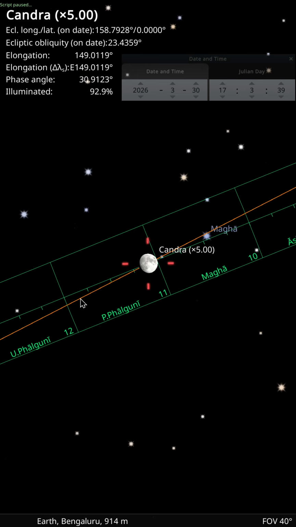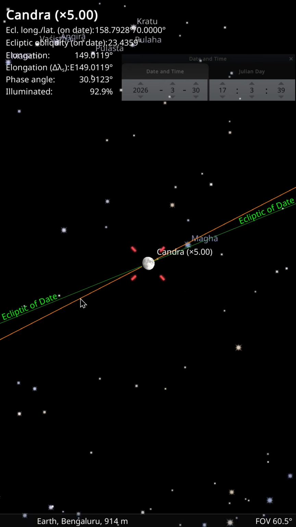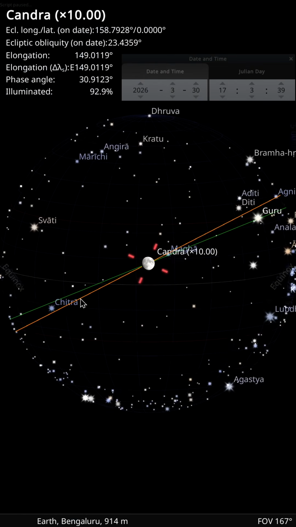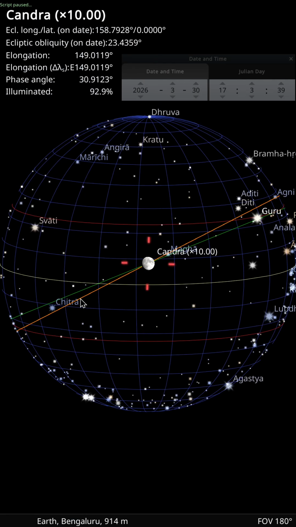To give you a better context to this whole thing, I'm going to zoom out and show you the entire celestial sphere. And now you can see the moon north and south of the ecliptic is very clear, but I'm also showing the entire celestial sphere. So, I'm not talking about the celestial equator, north of the equator, south of the equator. No, that is different. That is more relevant to the sun, equinox, etc. Here I'm talking about the moon crossing the ecliptic.